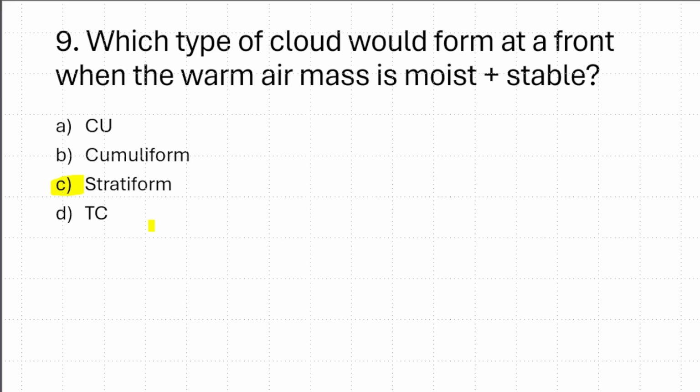For example, we know that a warm front comes with cirrus clouds, cirrostratus clouds, altostratus clouds, nimbostratus, and stratus clouds. Whereas if we had moist and unstable air, what will you get with unstable air? You're going to get a lot more lifting action, more vertical development, right? So you'll probably get some cumuliform clouds, like cumulus clouds or cumulonimbus. So that is why the answer for 9, moist and stable air, is going to be causing stratiform clouds.